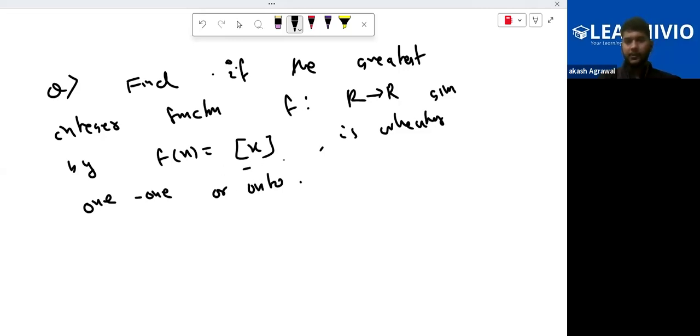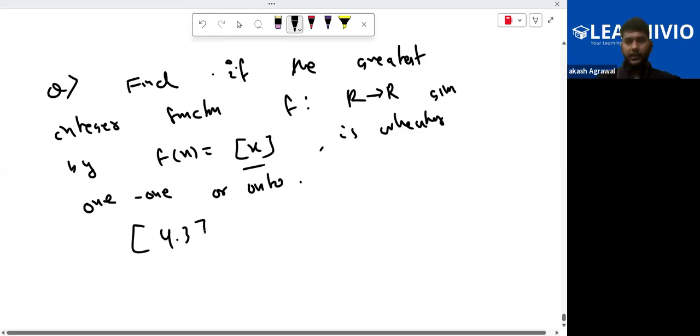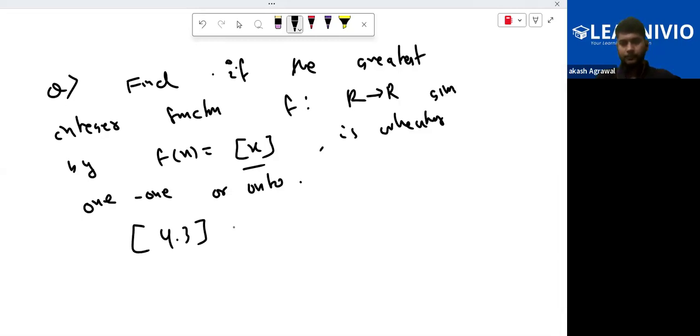Do you know what this function is? Greatest integer function. The highest value, ceiling value. If you have 4.3 GIF, then what is the value? 4. Very good. And if you have minus 1.2? Minus 2. Very good. Okay, please do this.